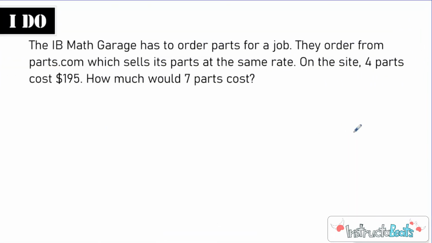All right, so our I do problem says the IB Math Garage has to order parts for a job. They order from parts.com, which sells its parts at the same rate. On the site, 4 parts cost $195. How much would 7 parts cost? So my statement is going to say 7 parts would cost blank dollars.